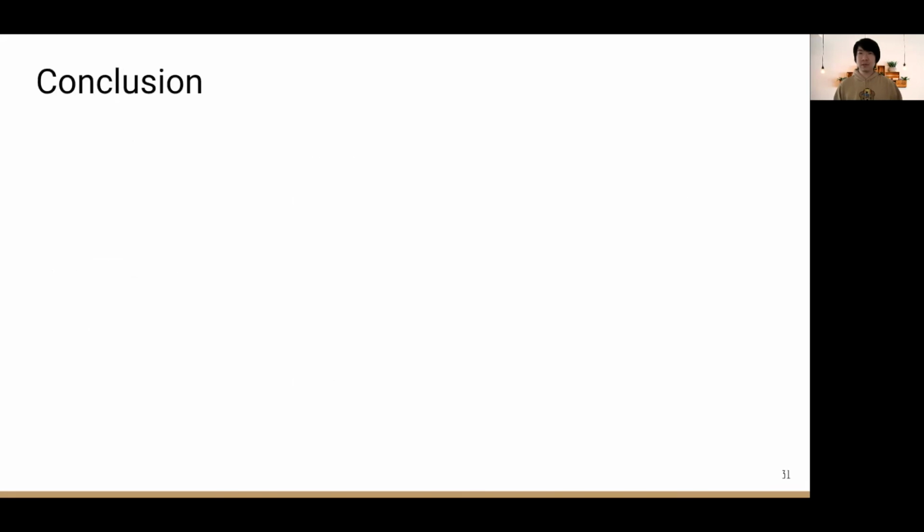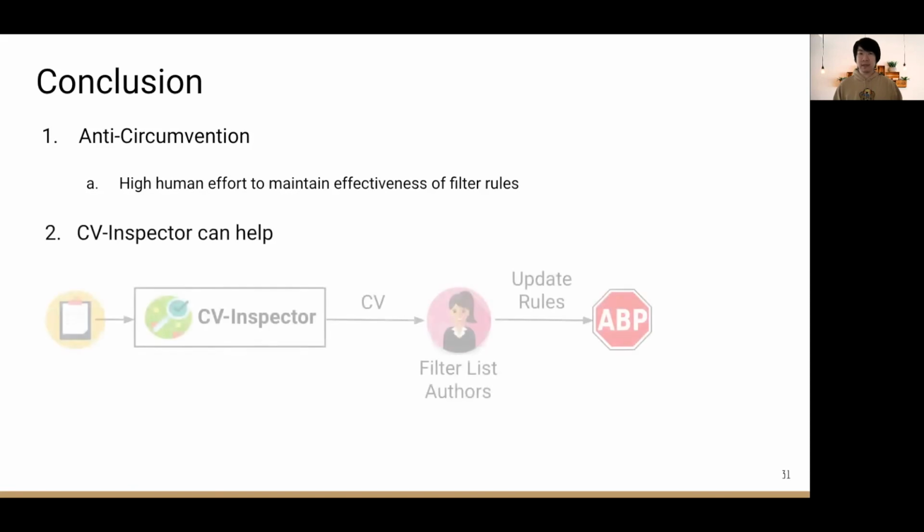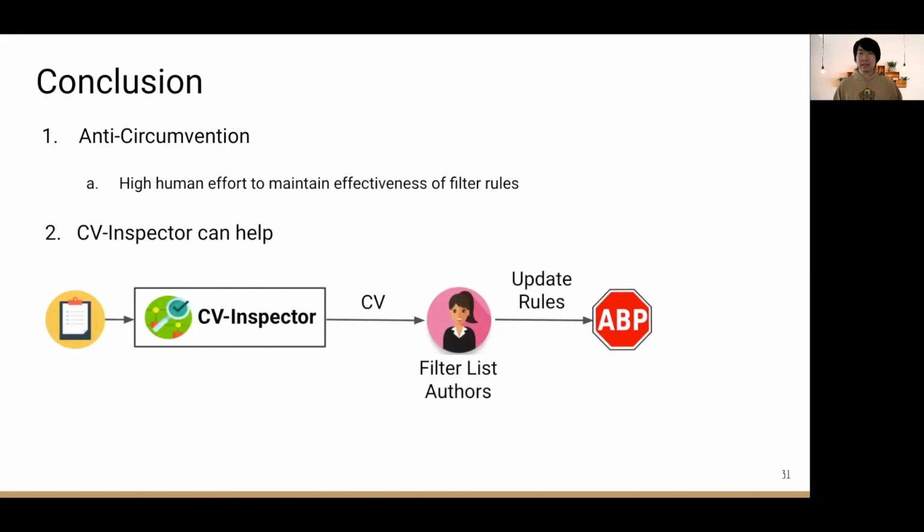In conclusion, we showed that anti-circumvention involves high human effort to maintain the effectiveness of filter rules. And so CV Inspector can help to reduce that human effort by being able to automatically detect which sites were able to circumvent the ad blocker so that filter list authors can only focus on those sites to update the rules for them.